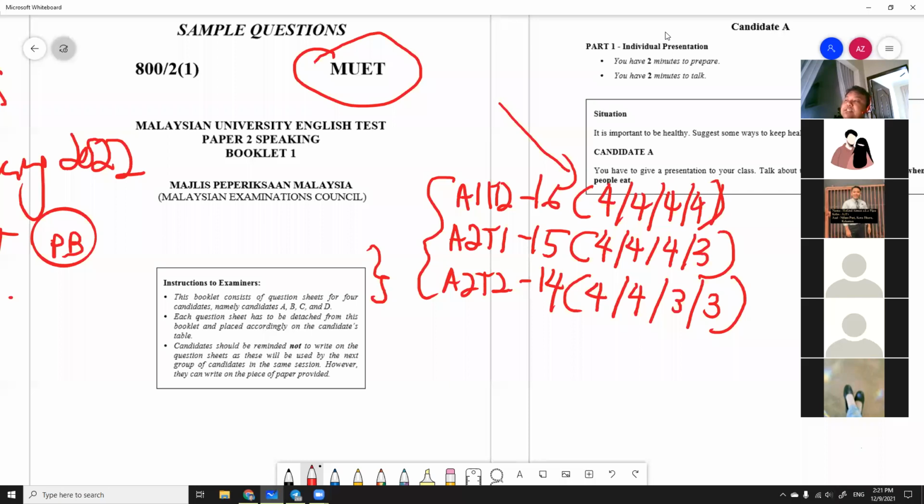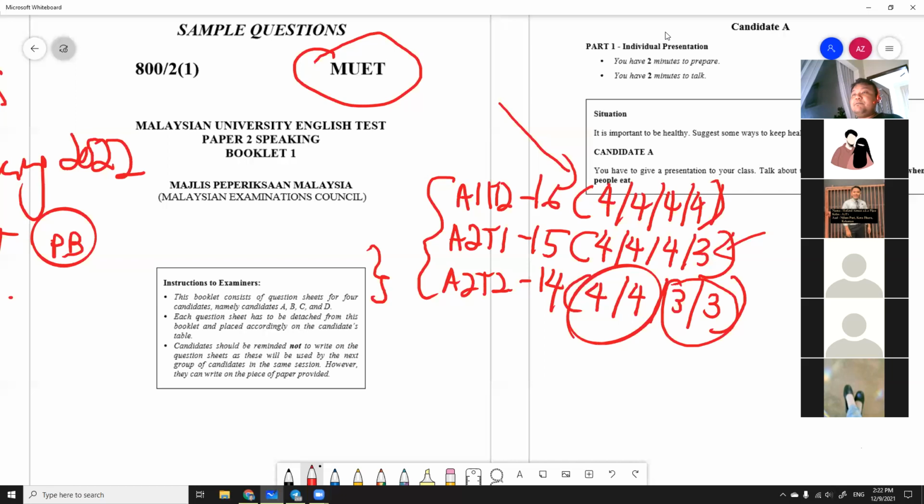As for A1T12, shouldn't be a problem. All groups will consist of 4 members. But as for A2T1, all groups would consist of 4 members except for the last one, only 3. And then A2T2, since you only have 14 members, you would have 2 groups which consist of 4 members and another 2 groups which consist of 3 members. I hope you are clear with my instruction there.